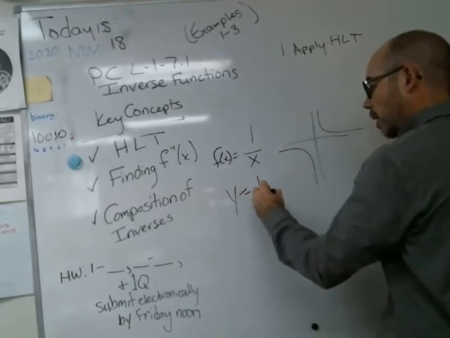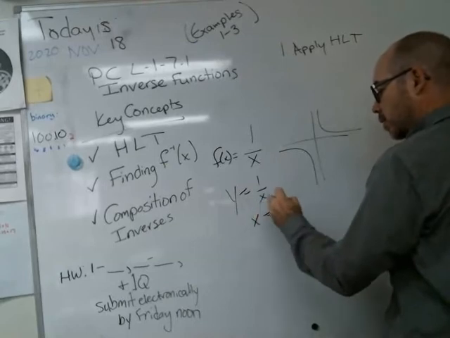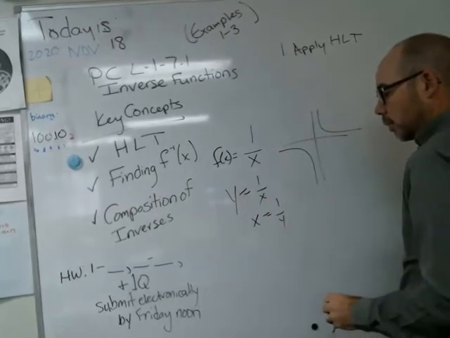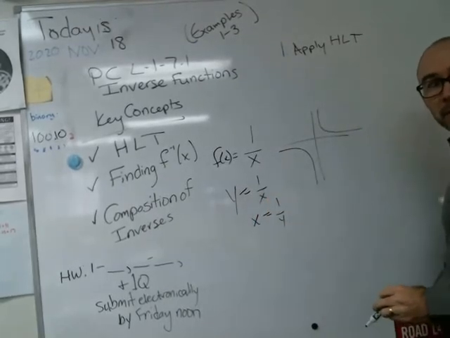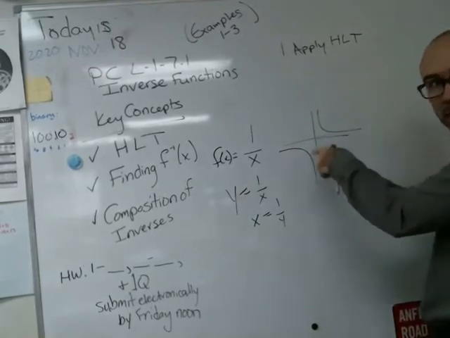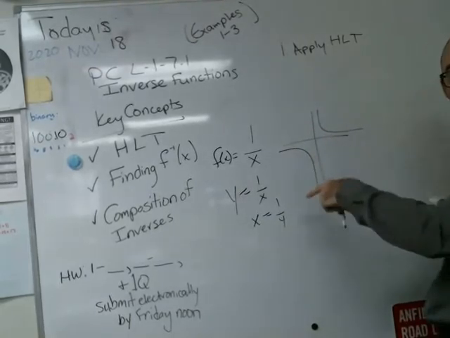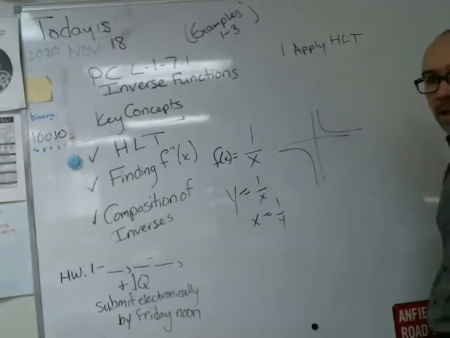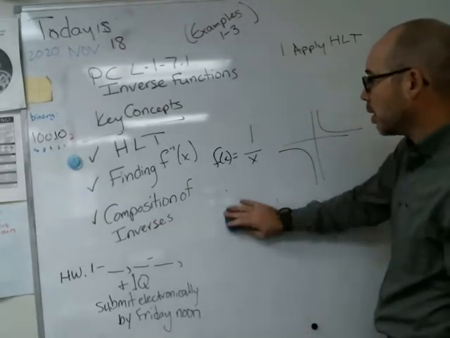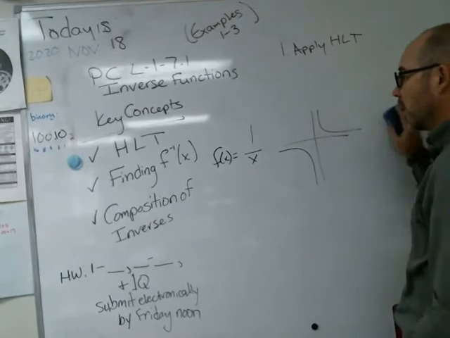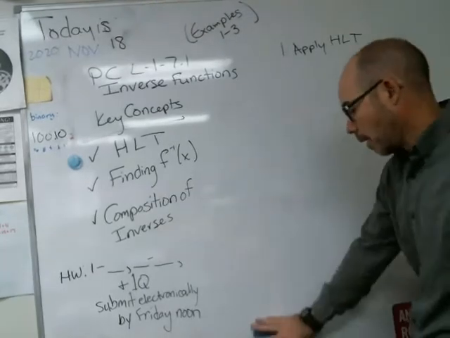Y equals 1 over x. The inverse is x equals 1 over y. Anyone know what that looks like as a graph? That's what it looks like as a graph. It looks like itself. It's the same graph. It's kind of a weird one. Its inverse is identical to it.